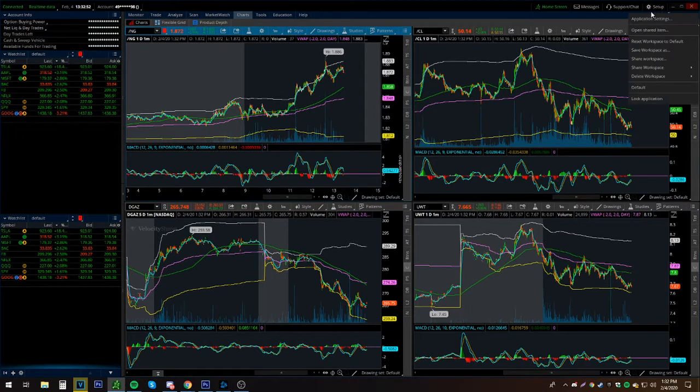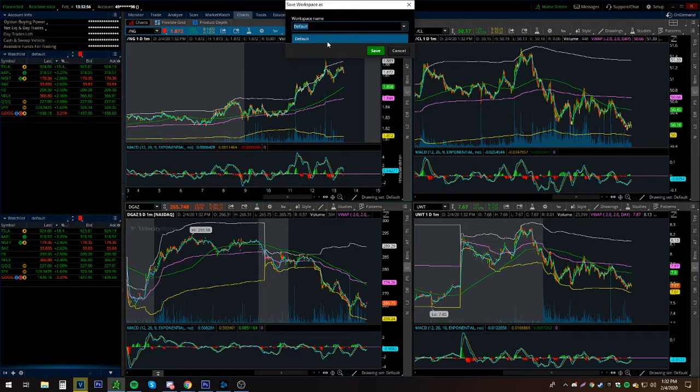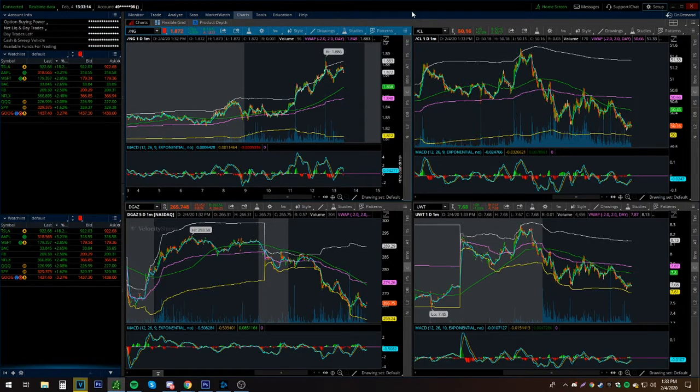And then what you also want to do is go back up here and click save workspace as. So mine is already titled default. That is what I named my default workspace. And whenever I get this program on a new computer, or even when I load it back up, it will automatically open under default and have all my stuff already saved correctly. So that's pretty much how you use the software in terms of actual trading.